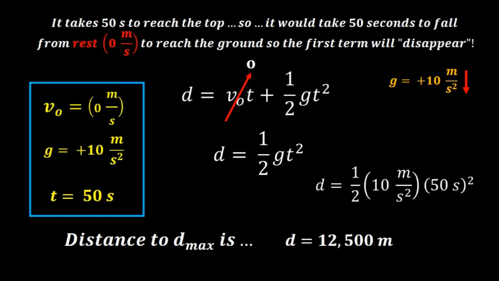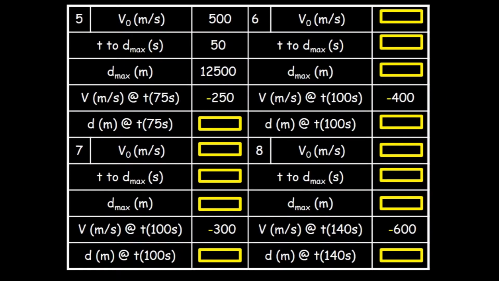This is the way I do this one. If it takes 50 seconds to reach the top, it would take 50 seconds to fall from rest to reach the ground, so the first term will disappear. I'm doing this a little bit differently in terms of thinking. So if it falls for 50 seconds from rest, it's going to fall 12,500 meters. That was just a different way of looking at it. Did you see that? You're going to want to rewind that.